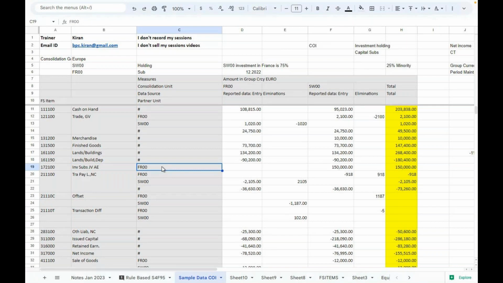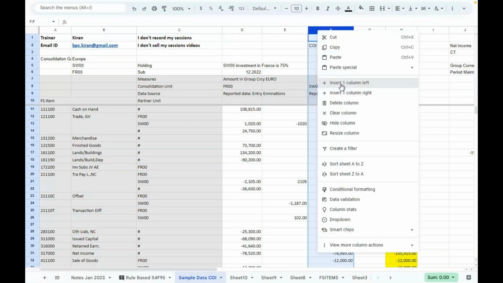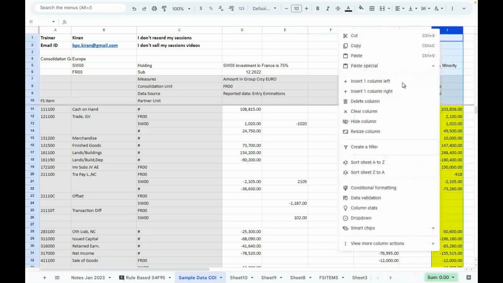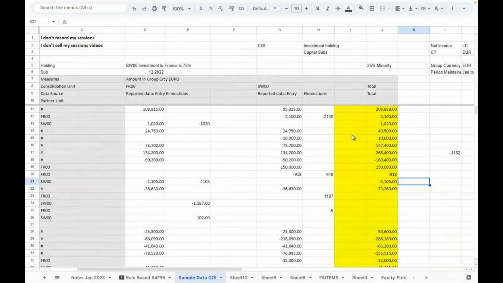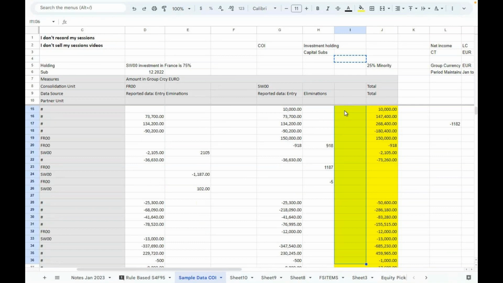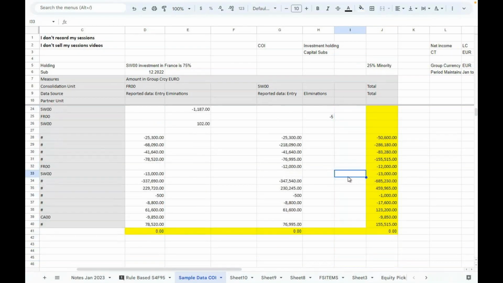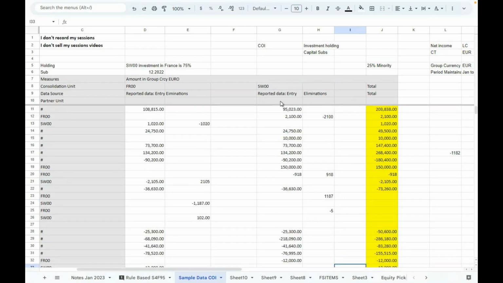So now we will insert one more column here. One more column here. Insert. And here also I'm inserting one more column. Now you inserted one more column. So here, this one also I'm just matching. Here we are going to handle the eliminations or consolidation of investments. So COI entries, COI eliminations.